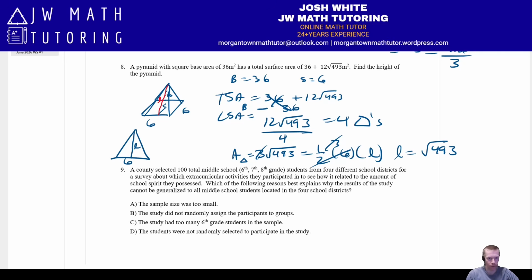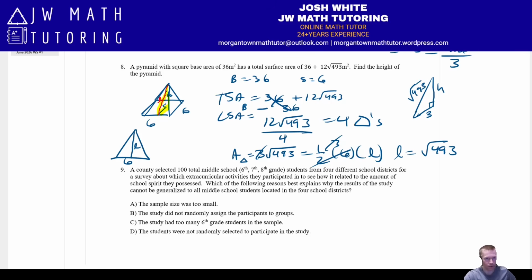So now, to find the height of the pyramid, we go back to this original right triangle that I drew here. I'm just going to reproduce it. It basically looks like this. The height, we don't know. The leg down here is 3. The hypotenuse is the slant height, which is root 493.